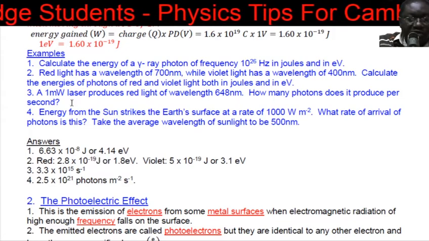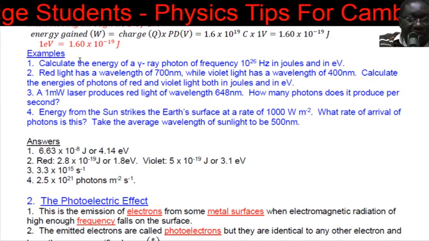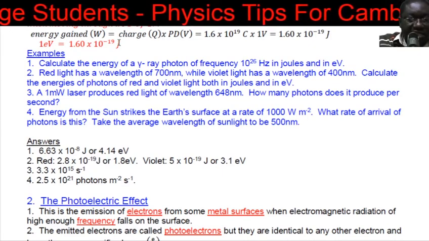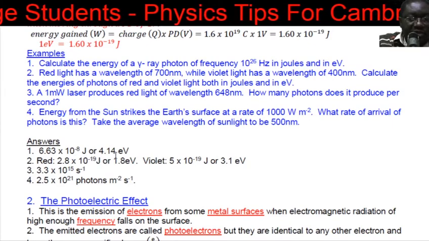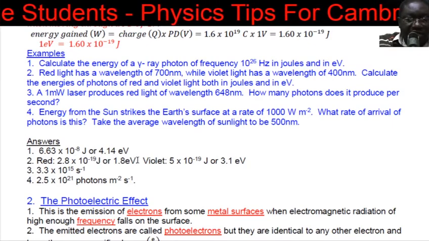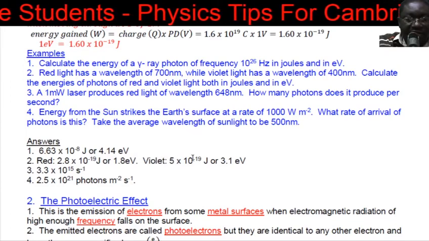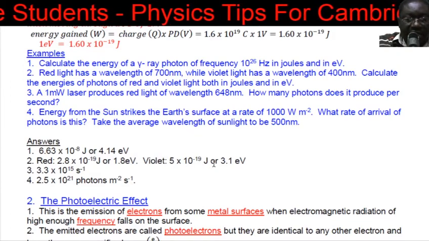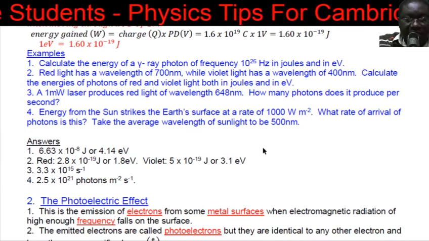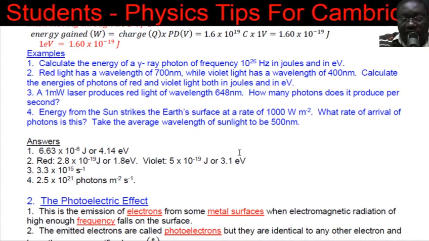Now in EVs, we use the simple proportion that I talked about. If 1 EV is this, what about this value here? Simple proportion then gives you 1.8 EVs. Similarly, for violet, you find the energy is 5 times 10 to the power of minus 19 joules, and in EVs, 3.1 EVs.